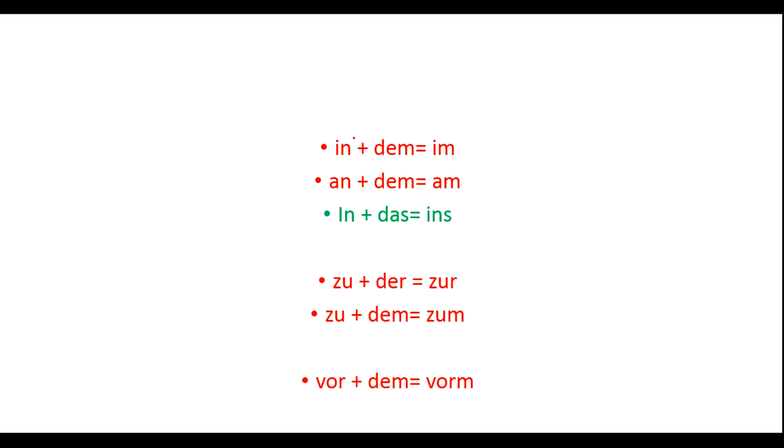There are some short forms that we have. In plus dem is equal to im. In plus das is ins. Zu plus der is zur. Zu plus dem is zum. Von plus dem is vom.